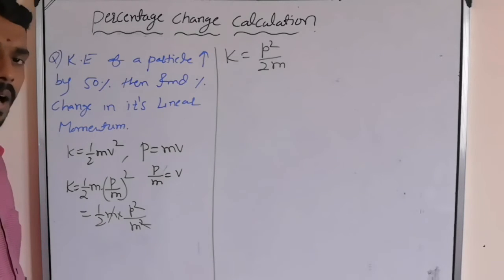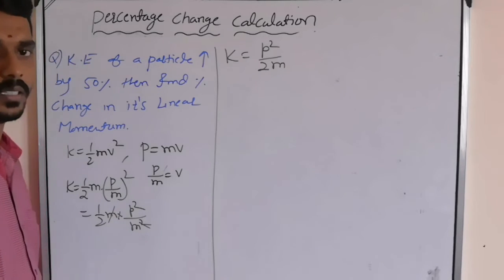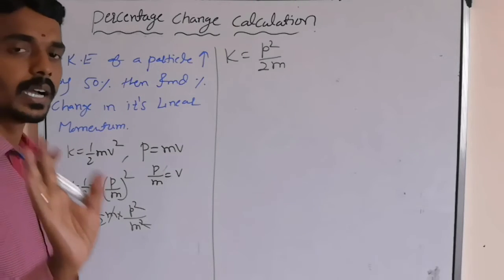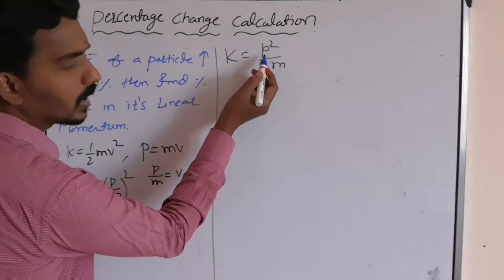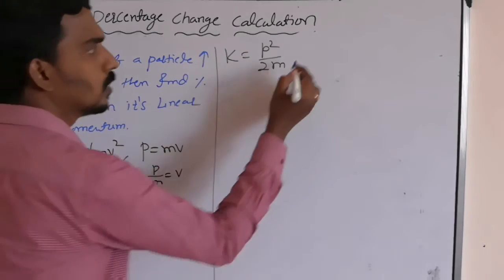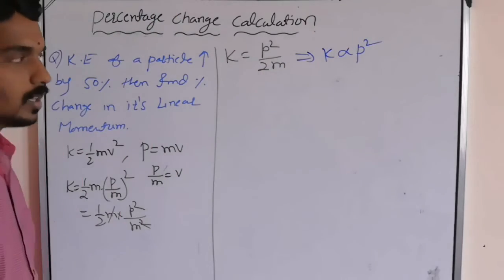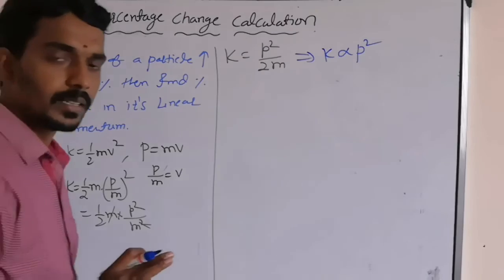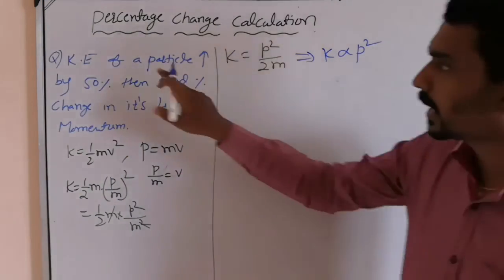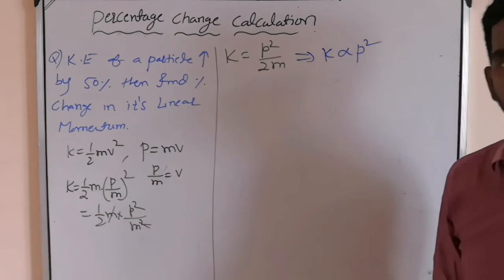Now, if you take the formula related to kinetic energy and linear momentum, then the remaining quantities must be constant. What are the remaining quantities? 2 and mass. Both are constant. So what you can write? K proportional to p square. So this is the first step: take the suitable formula and find the relation between the given two quantities, like kinetic energy and linear momentum.